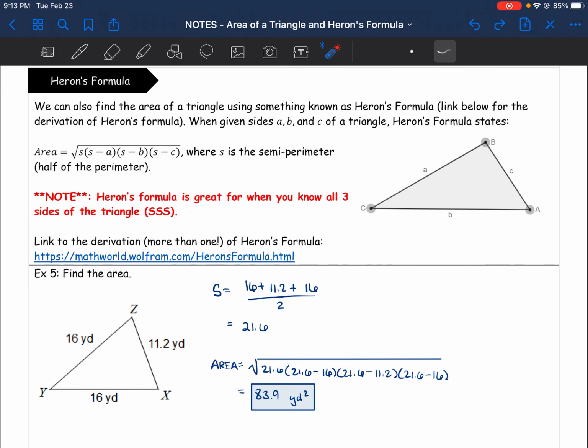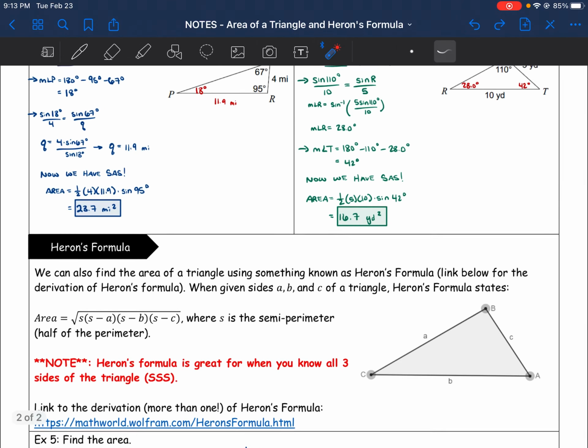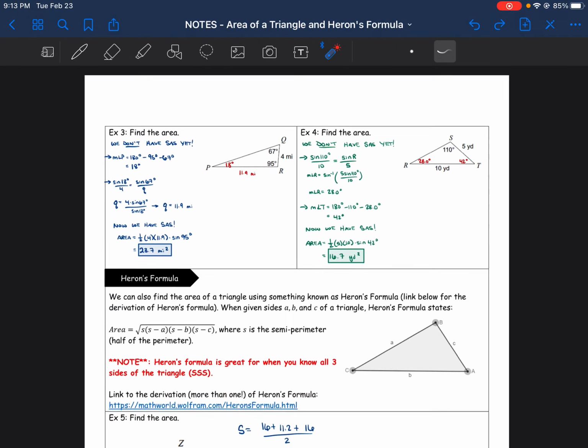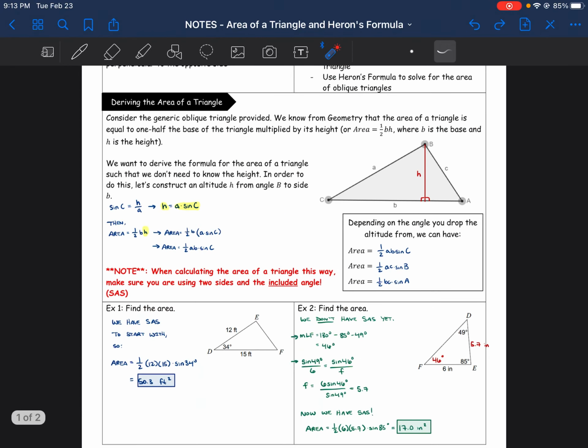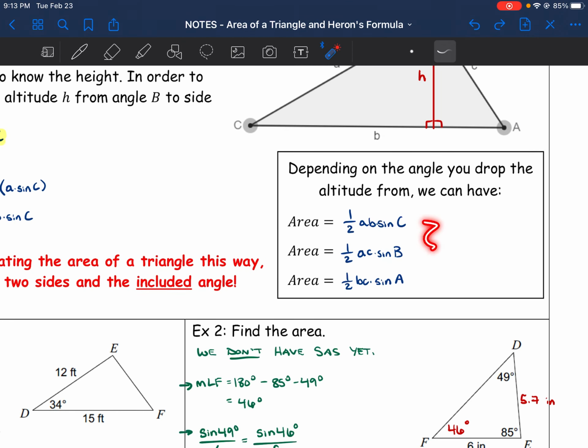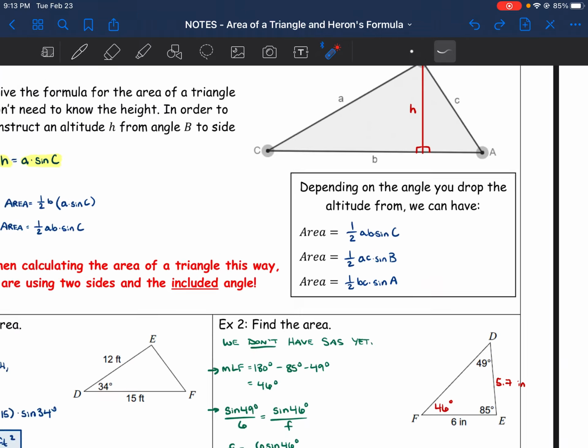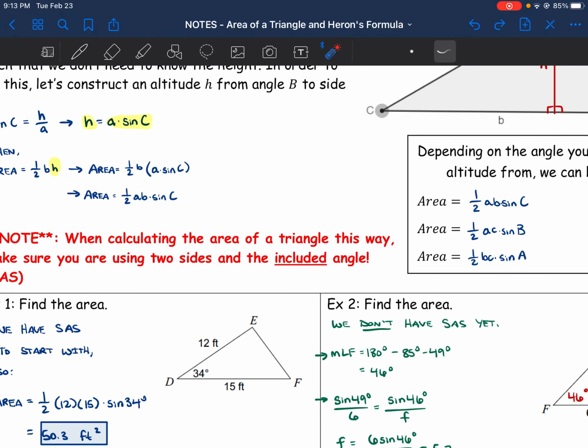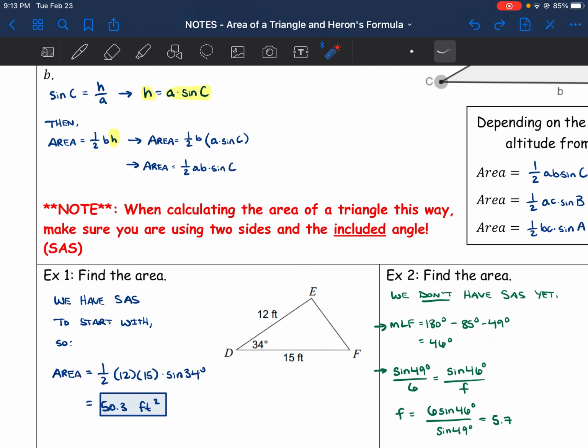So that's Heron's formula. Heron's formula is great when you know all 3 sides of a triangle. And then, of course, when you have other types of triangles like examples 1 through 4, then you're going to use these formulas right here. And again, the most important part when calculating the area of these triangles is to make sure you get yourself into a position where you know 2 sides and the included angle. Then you're good to go.